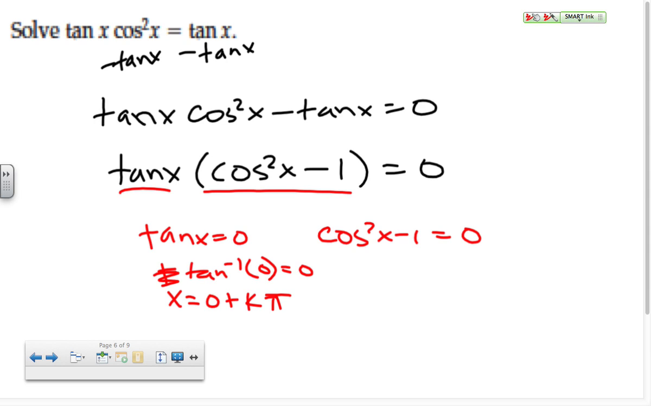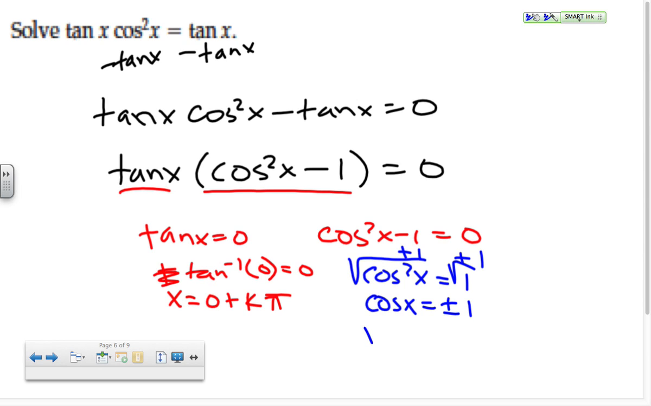Now I'm going to come over to this one. This is a squared, so I'm going to solve this just a little bit differently. I'm going to add 1 to both sides, and I get cosine squared x equals 1. I'm going to take the square root of both sides, and I get cosine of x equals plus or minus 1. Again, from the unit circle. If you're having trouble with knowing where these numbers came from, go back to your unit circle and look at them. So the cosine of x equals 1 and negative 1 at 0 and pi. So I end up with x equals 0 plus 2k pi, and x equals pi plus 2k pi. So these are my 3 solutions to this problem.